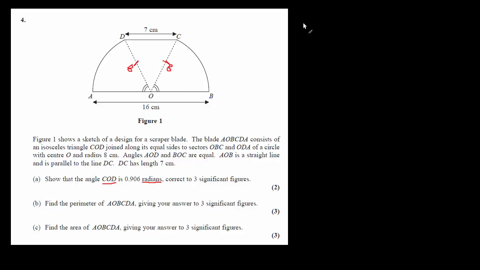And since we're looking for an angle, we're going to use the version of the cosine rule that is cos of A is equal to B squared plus C squared minus A squared all over 2BC. Because we're looking for an angle, we're going to use this version of the cosine rule.